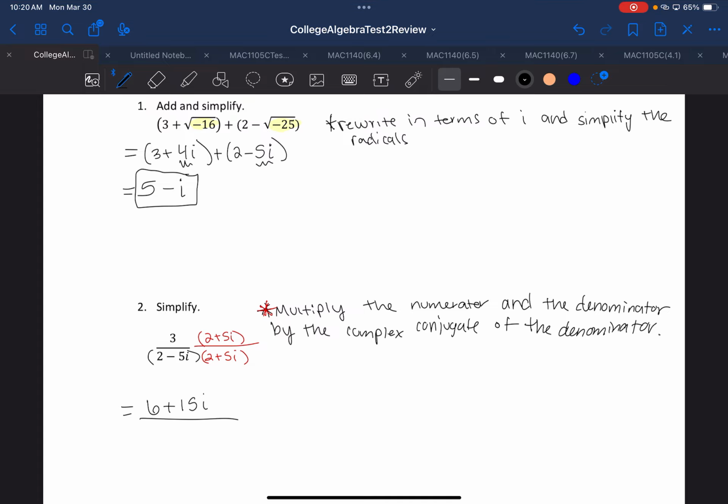And on the bottom, I have to FOIL, but if you remember that little shortcut I gave you, if you ever multiply A plus BI times A minus BI, these are two complex conjugates, it's just equal to A squared plus B squared. So I could use that little shortcut, and you could put this on your formula sheet. So A in this case is 2. 2 squared is 4. B is the number in front of I here, which is 5. You just forget about the plus and the minus. It's just 5. 5 squared is 25, so this would just become plus 25.